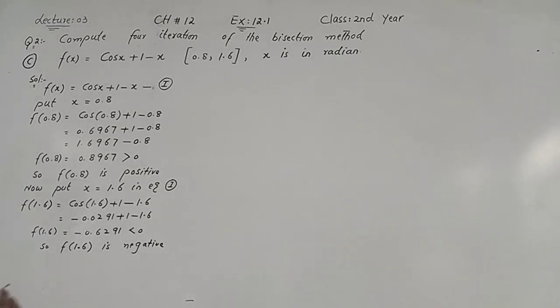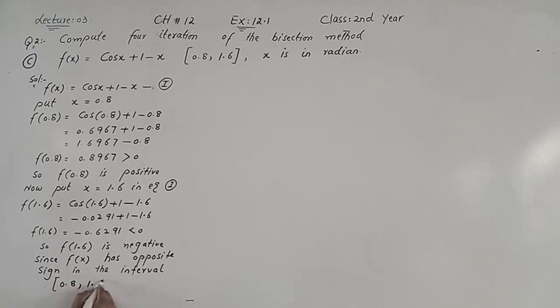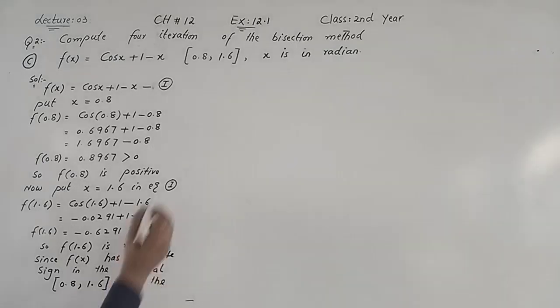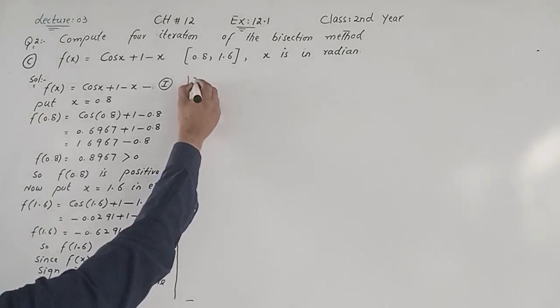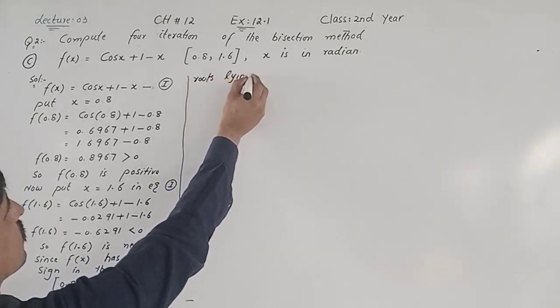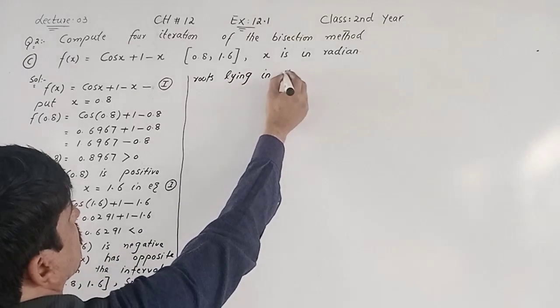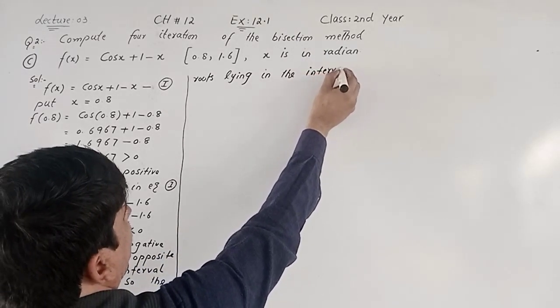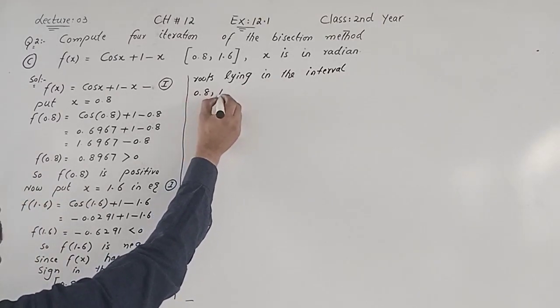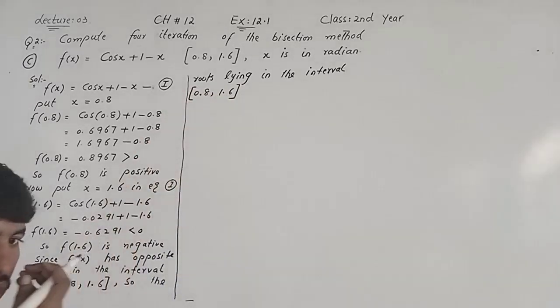we use bisection method. Say f of x has opposite sign in the interval 0.8 to 1.6, so the roots lie in the interval 0.8 to 1.6.